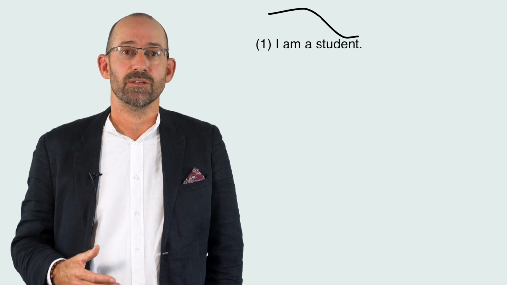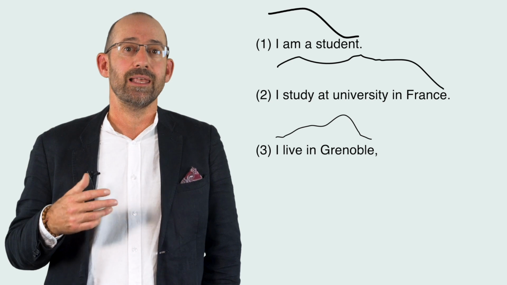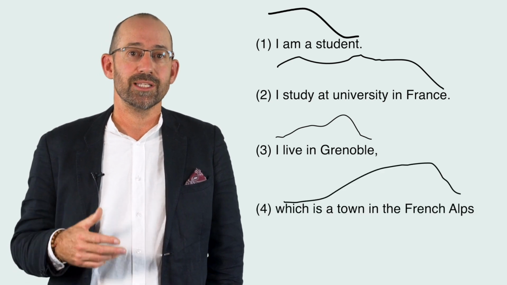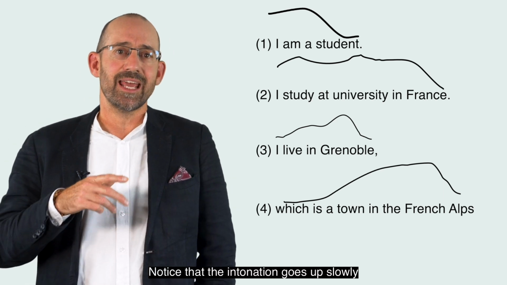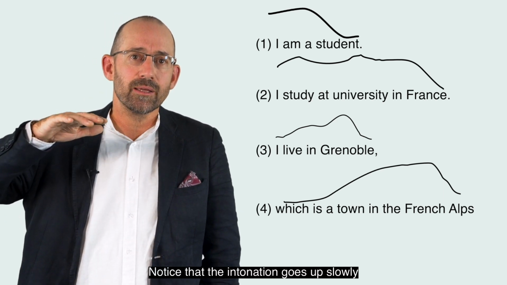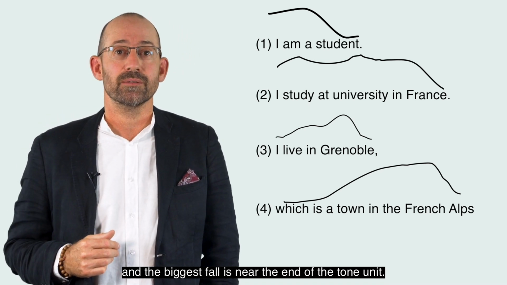I am a student. I study at university in France. I live in Grenoble, which is a town in the French Alps. Notice that the intonation goes up slowly, and then the biggest fall is near the end of the tone unit.